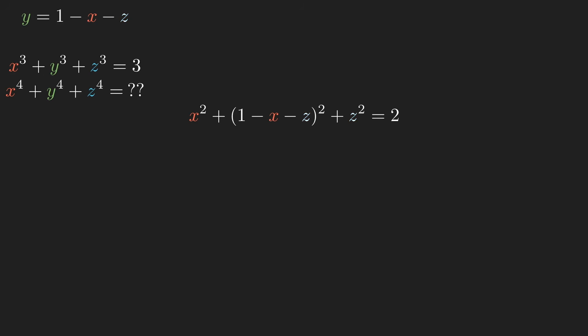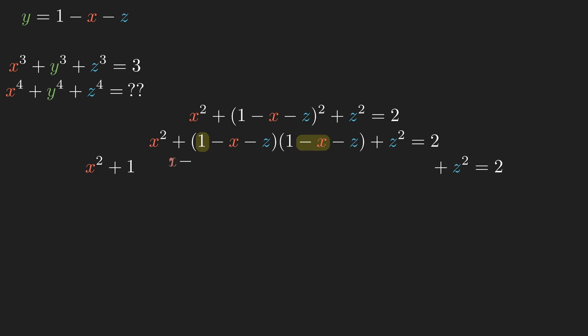If we think of z as a constant, this is simply a quadratic equation in x, which can be solved like any other quadratic. We first expand the middle term. Now we combine like terms to get 2x squared plus 2xz minus 2x plus 2z squared minus 2z plus 1 equals 2.